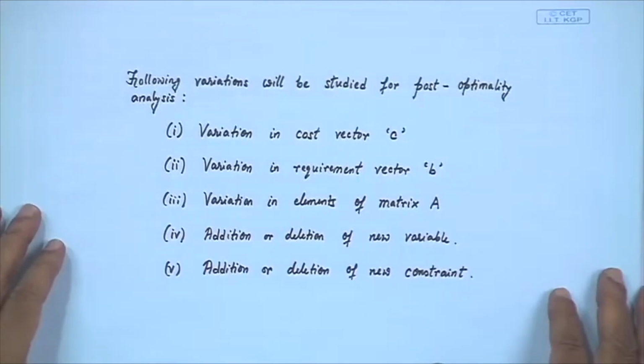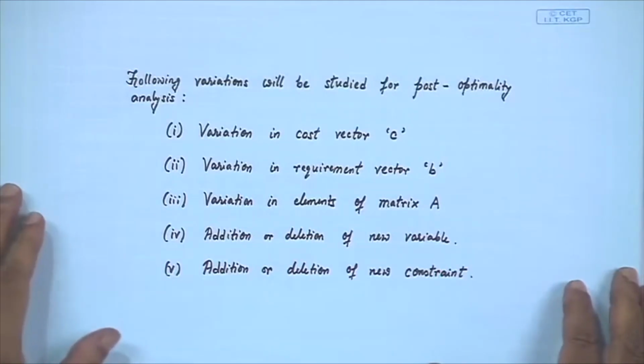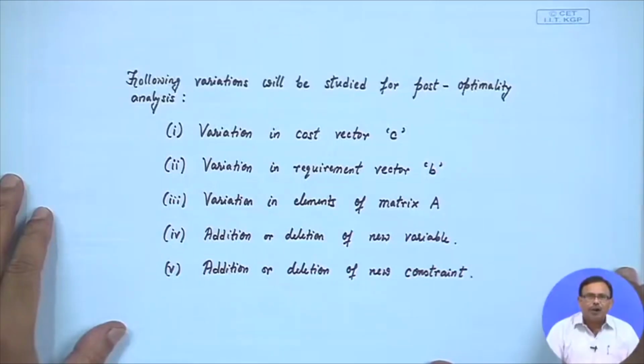What we are going to study here is that the following variations will be studied in post optimality analysis. Number 1 is variation in the cost vector C. Number 2 is the variation in the requirement vector B. Number 3, variation in the elements of matrix A. These are the 3 parameters which have been used.